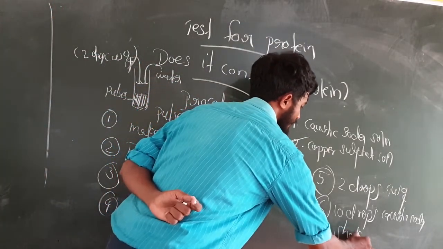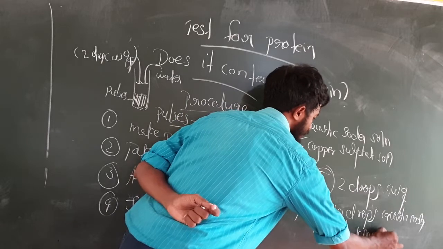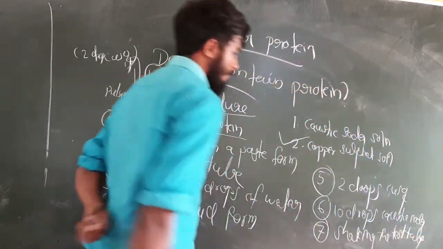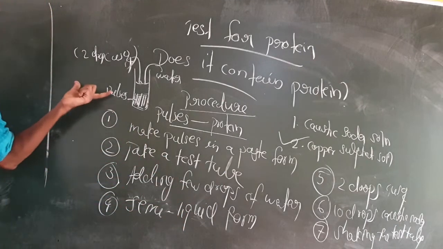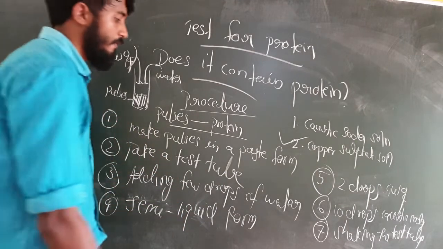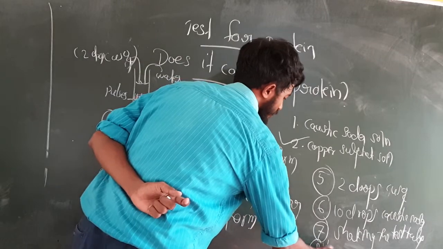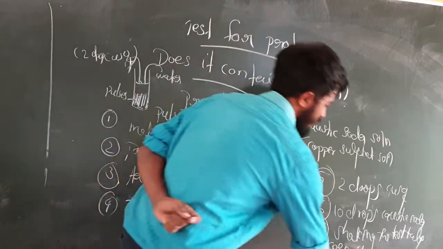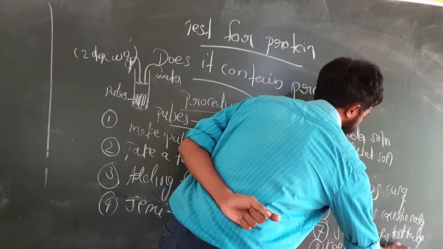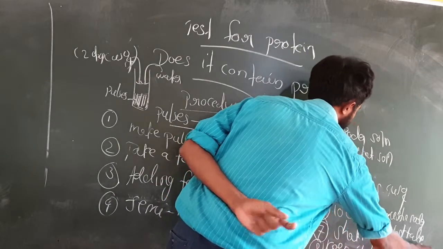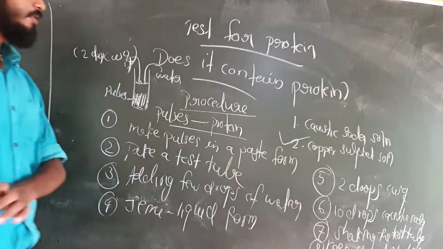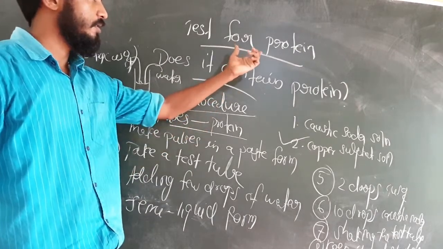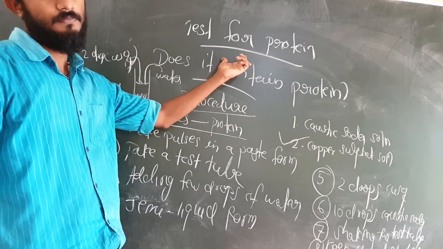And later we are mixing this, or we are shaking this test tube very well. We are shaking this test tube, and finally keep it undisturbed. Clear? So these are the steps involved in the test for protein. Clear?